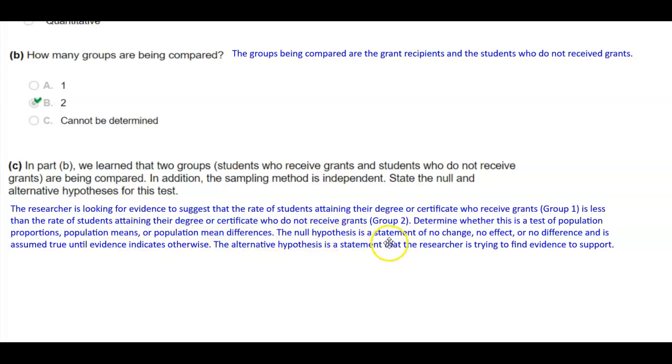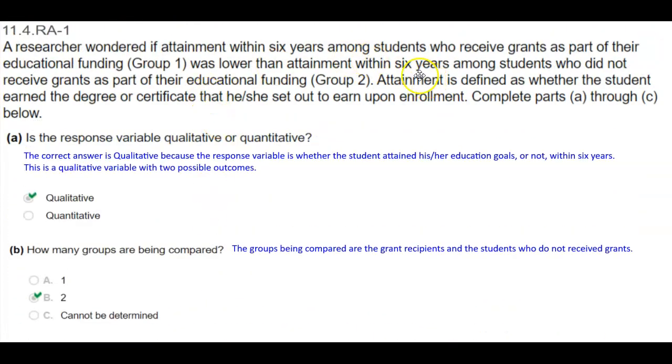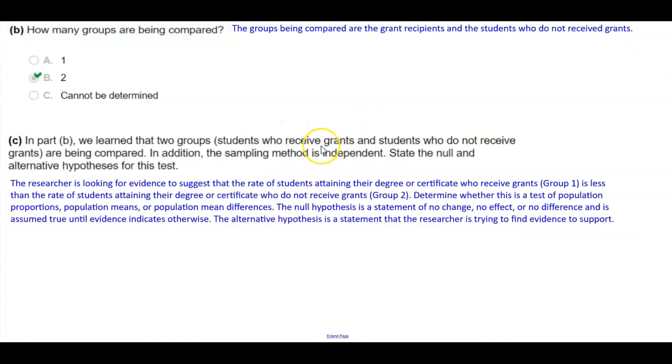The null hypothesis is a statement of no change, no effect, or no difference, and is assumed true until the evidence indicates otherwise. The alternative hypothesis is a statement that the researcher is trying to find evidence to support. So, are we looking at population proportion, population means, or population mean differences? Well, in this case here, we're dealing with population proportions because we're looking for the proportion of how many students are in Group 1 and how many are in Group 2.